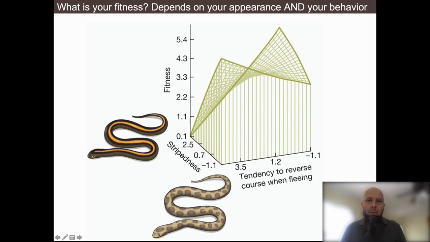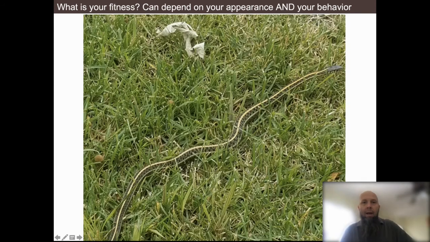The other high point is what I would call the back right corner of this graph, okay? Far to the back, that means they're very striped. Far to the right, that means they do not reverse course when fleeing. I want you to think about this snake in the grass, and if you are watching this snake as a predator and it is just going in a straight line, the really hard thing to do is tell when the snake is actually moving.